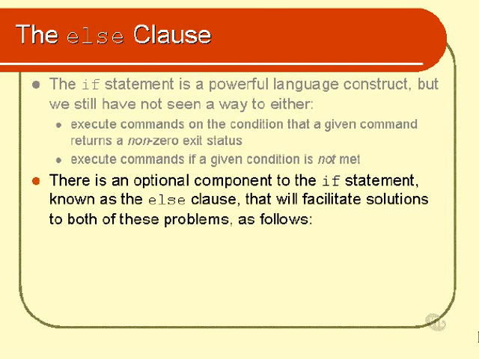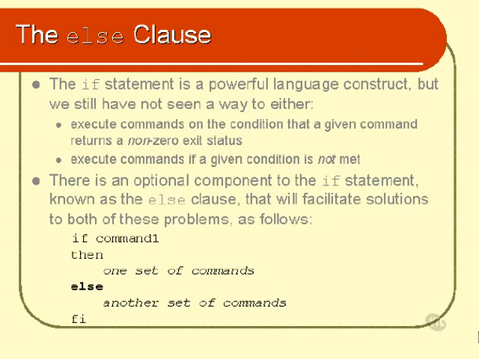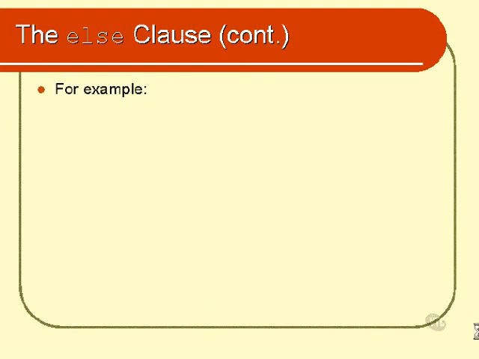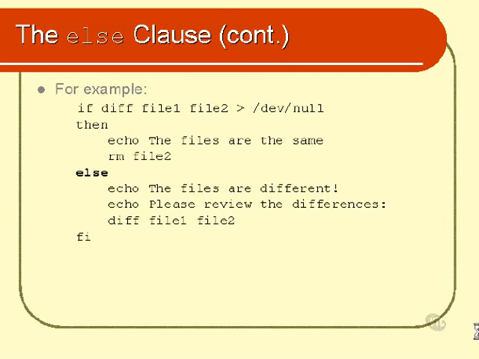This is what the else does to the if statement. It's pretty much as you would expect if you've ever been a programmer. Just before the fi, you put the word else, and then you put a separate set of commands. So you'll get either the first set or the second set depending on the value in command. If command returns an exit status of 0, you'll get the first set of commands, and if command produces an exit status that is non-zero, in other words false, you'll get what I've called another set of commands.